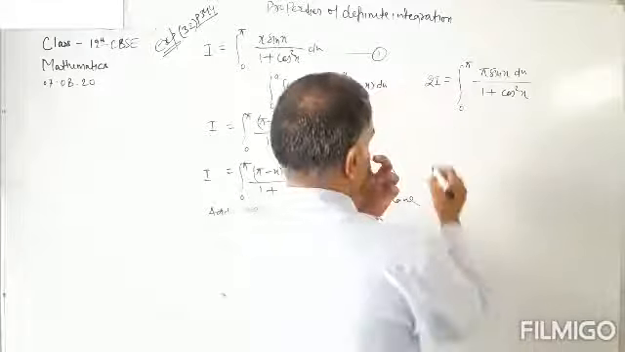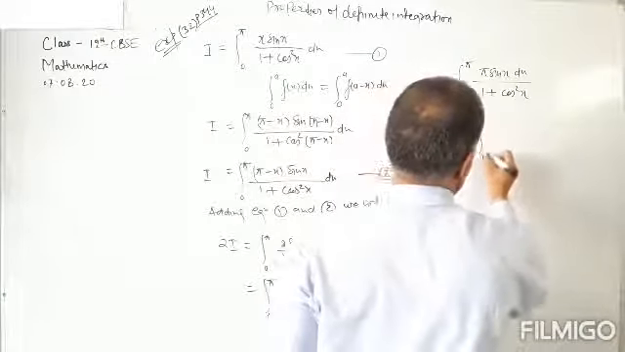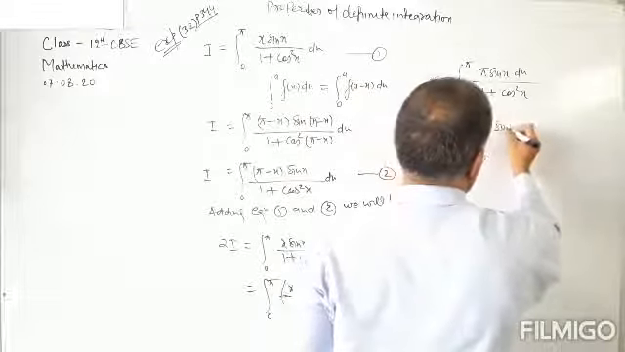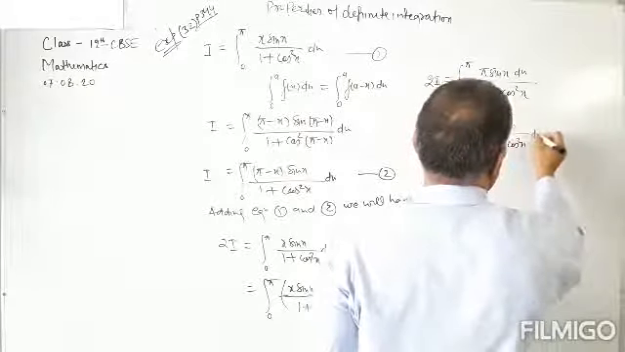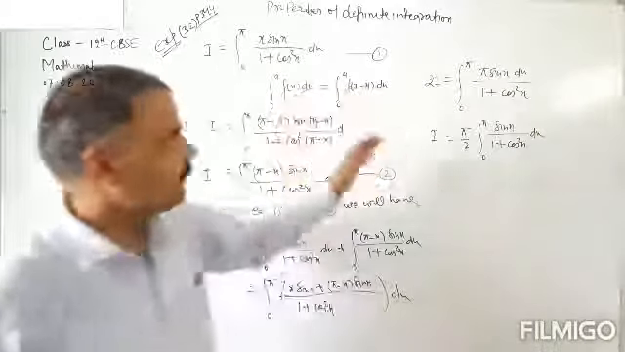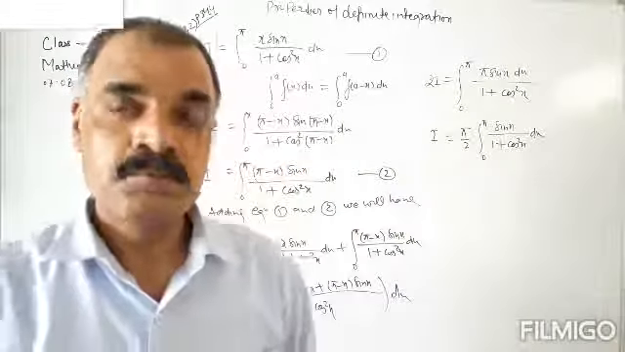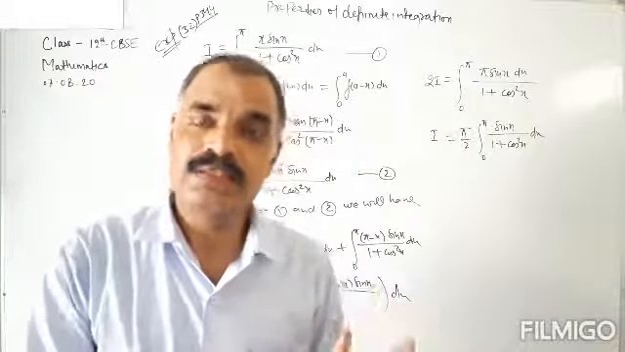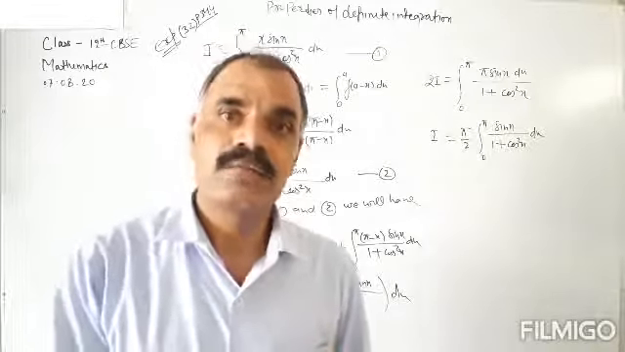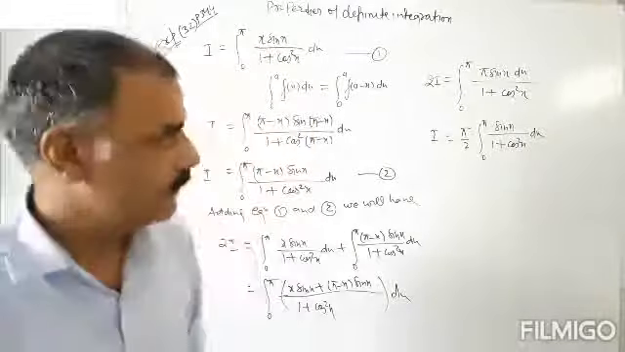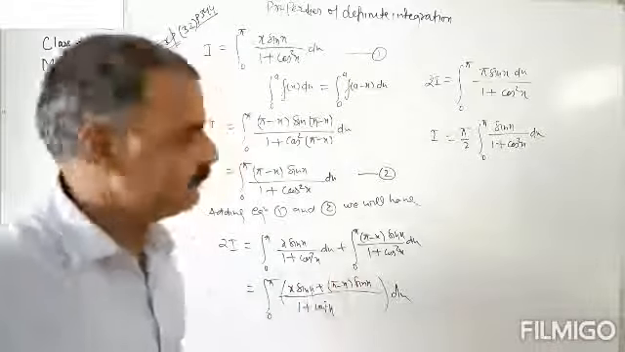Okay, so I is equal to pi upon 2 integration 0 to pi sin x upon 1 plus cos square x dx. Okay, now the given function is changed into an integrable function. Now we can integrate this function easily, as we have already done this question in previous exercises also. Okay, so how to integrate the given function?